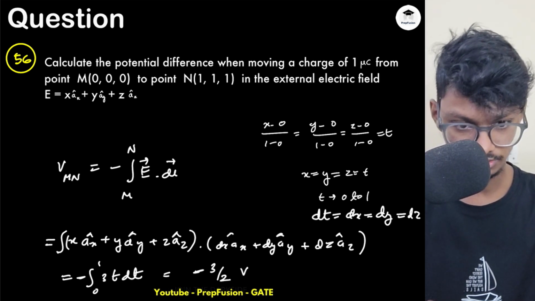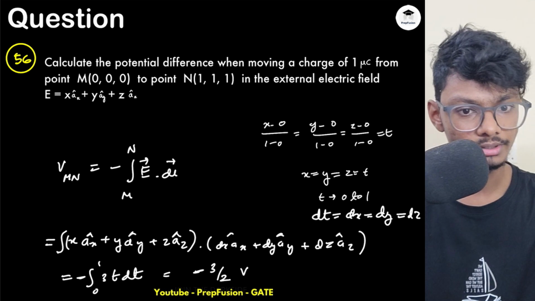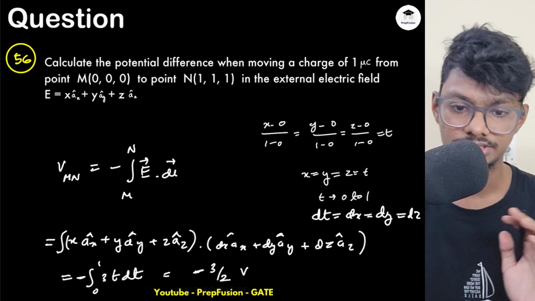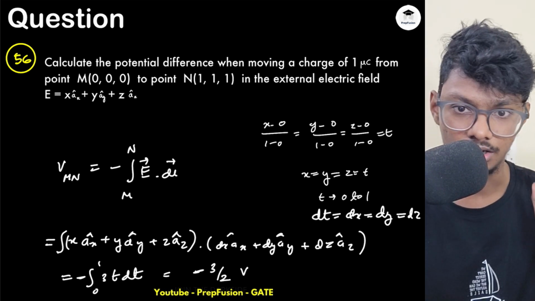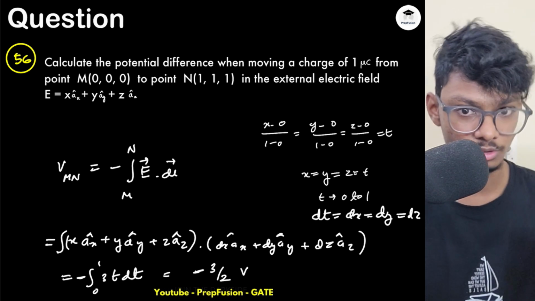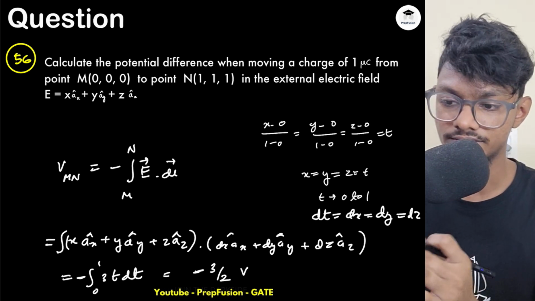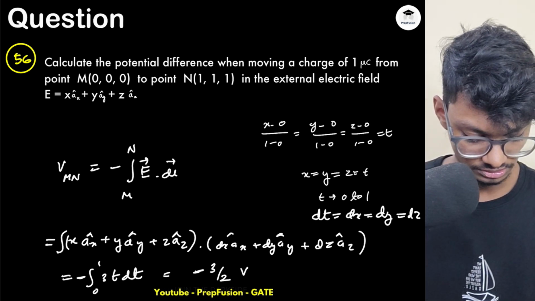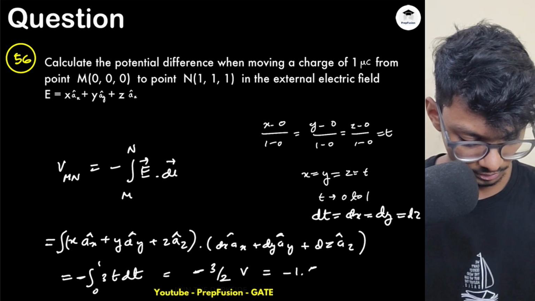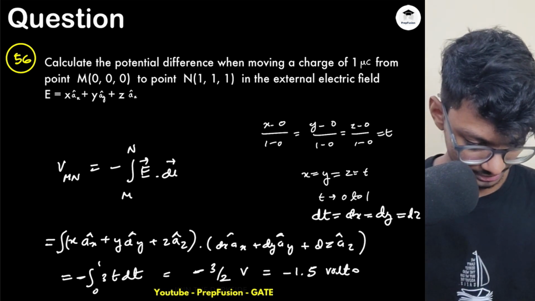It doesn't depend on charge, right? You remember, it doesn't depend on charge. It just depends on the points. It doesn't depend on charge because we are dividing by the test charge. So minus 3 by 2, that is minus 1.5 volts, will be the answer.